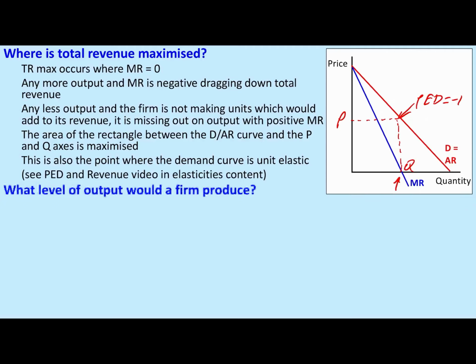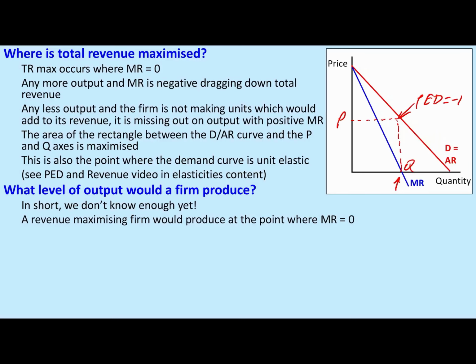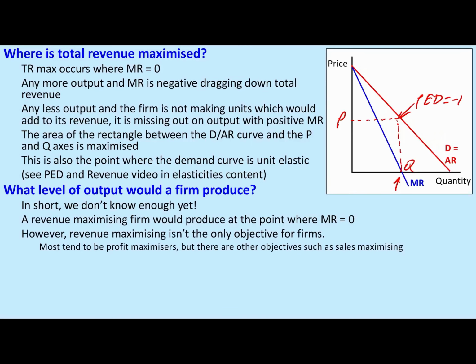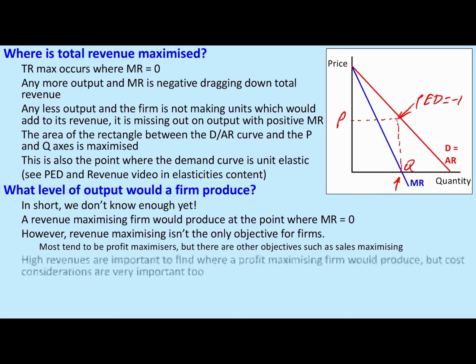What level of output would a firm produce? In short, we don't know enough yet to answer this question. A revenue maximising firm would produce at the point where MR equals zero, i.e. where total revenue is maximised. However, revenue maximising isn't the only objective for firms. Most tend to be profit maximisers, but there are other objectives such as sales maximising that firms may wish to pursue. High revenues are important to finding out where a profit maximising firm would produce, but cost considerations are very important too.